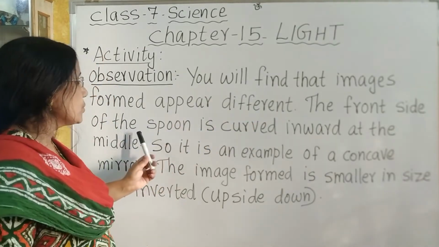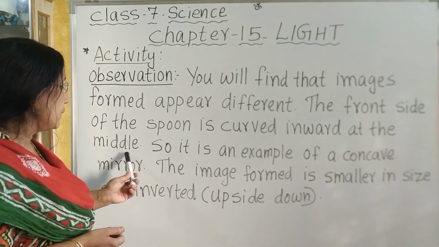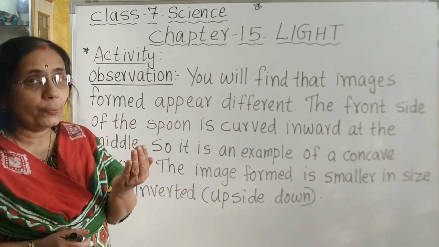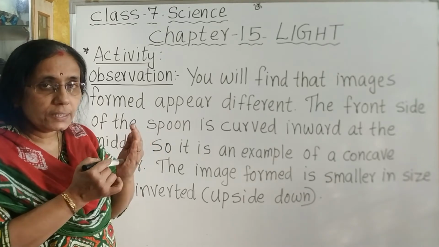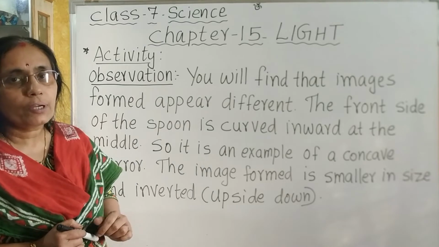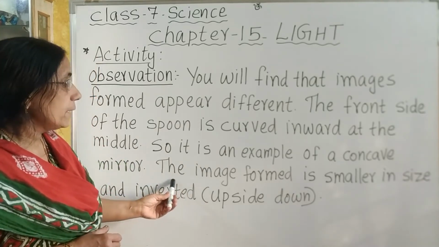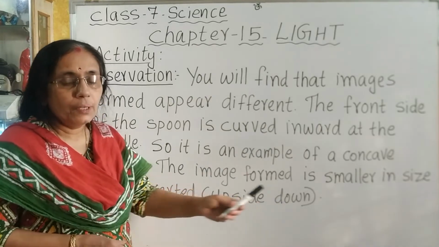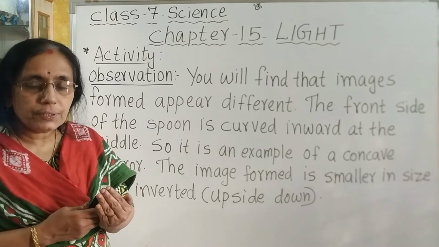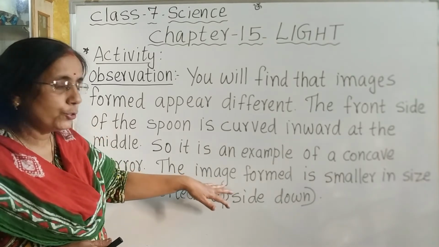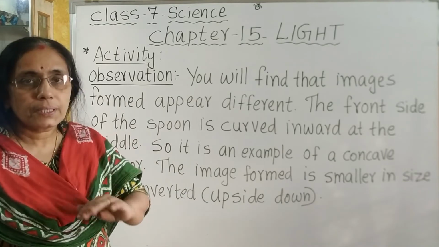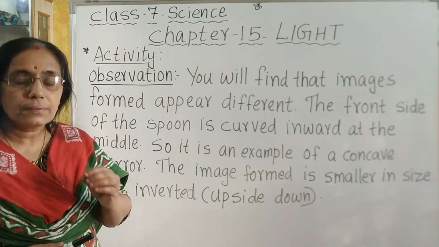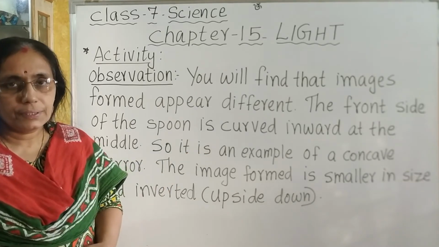The front side of the spoon is curved inward at the middle. So, it is an example of a concave mirror. When we look into the spoon from the front side, its surface is curved inward, so it is an example of a concave surface. The image formed is smaller in size and inverted, that is upside down. So when we look into the concave side of the spoon, we get a smaller image that is inverted. So we can say that the concave mirror gives a smaller image and that too inverted.